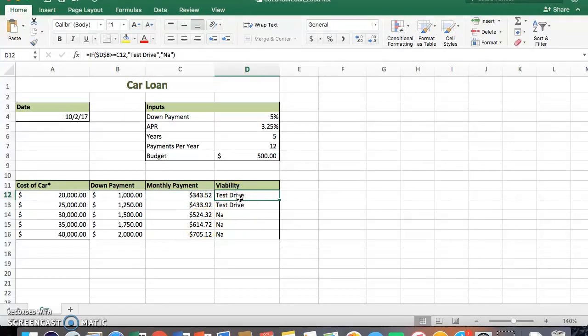As far as checking out test drive or not available, you have to put this function that, of course, this formula that we learned throughout the chapter, and this is the IF formula. So it tells us if we are in our budget, which our budget's 500, monthly payment is 343, and as you can see, we do meet the budget. We do meet the budget. We do not meet the budget. We exceed the budget, so we are not going to test drive.